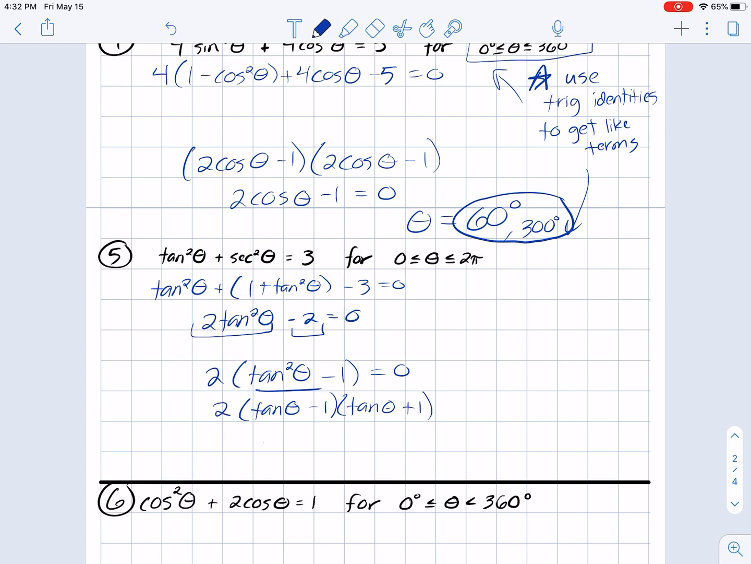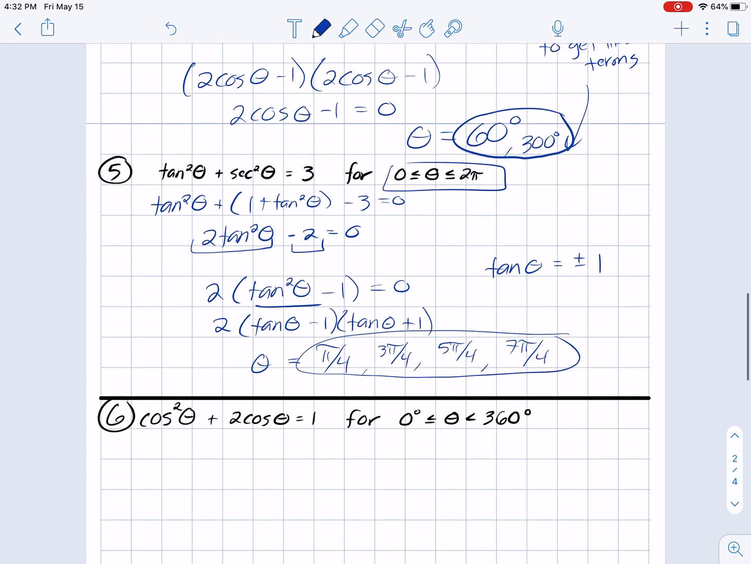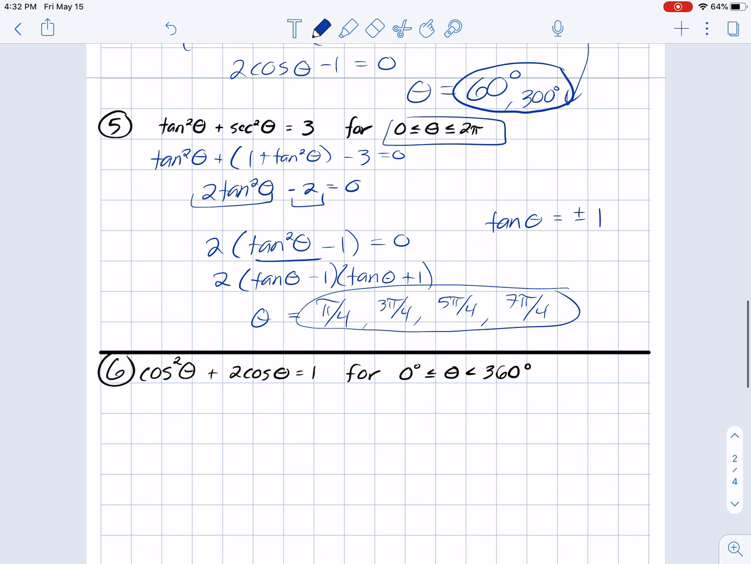And you are going to get a couple answers here. Pi over 4, 3 pi over 4, 5 pi over 4, and 7 pi over 4. Answers are in radians because our domain is restricted in radians. These were all pi over 4 because when you set them equal to 0, you're going to get tangent of theta equals plus or minus 1. And we had a problem like that early in our notes when we know that needs to be a 45-degree reference angle, or pi over 4 reference angle.